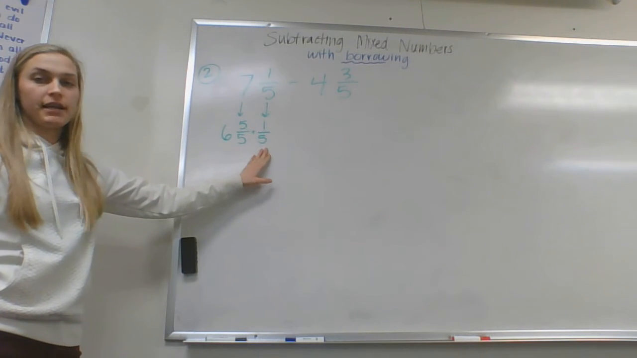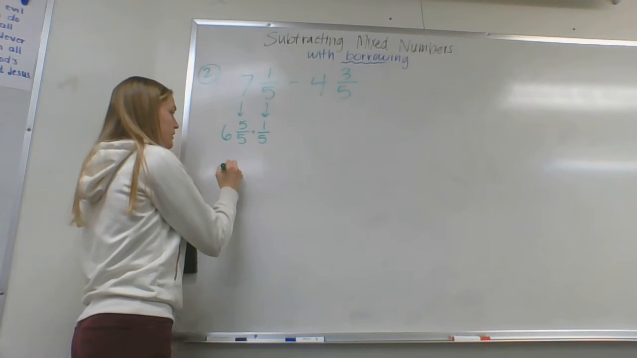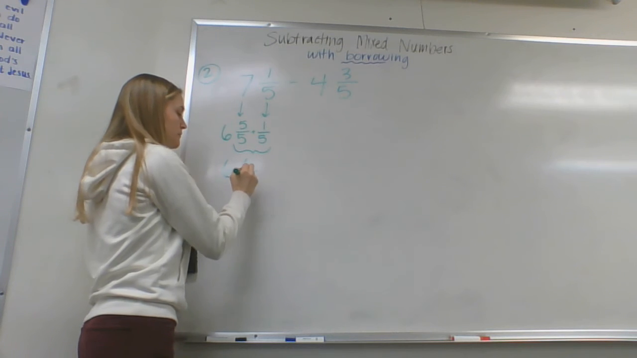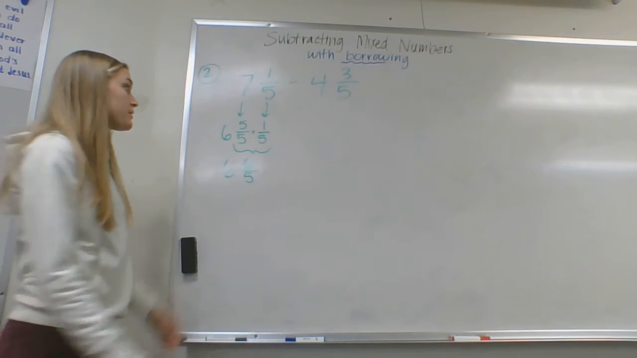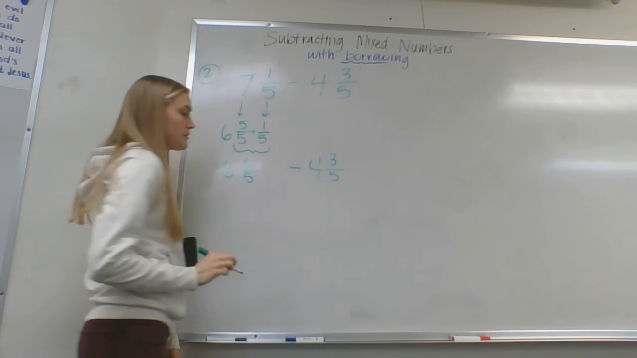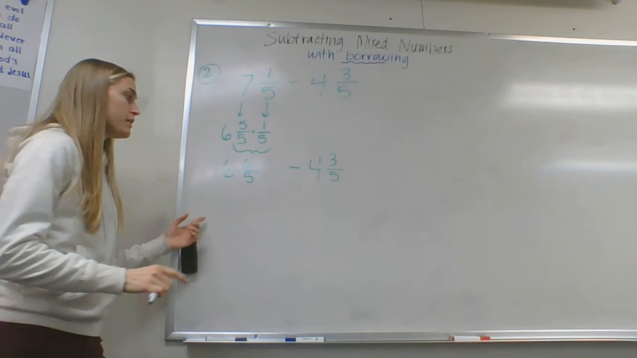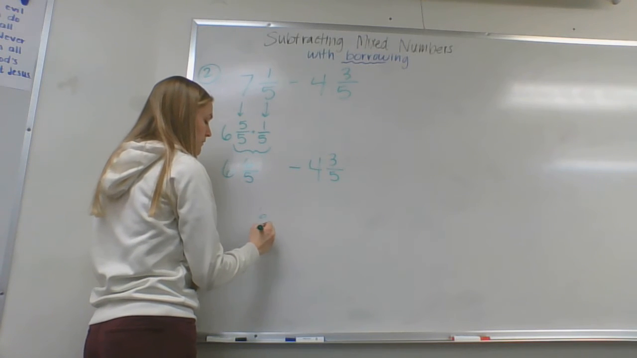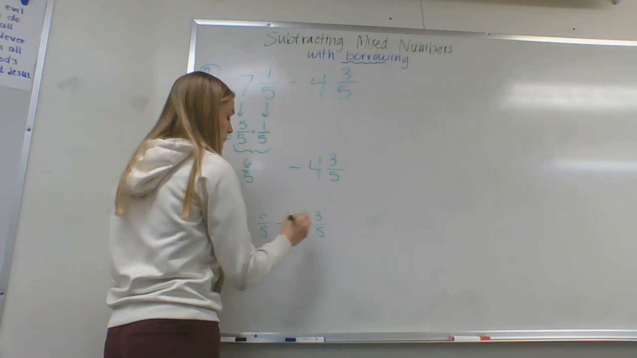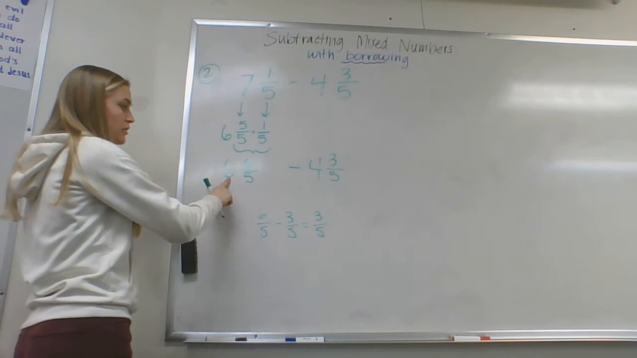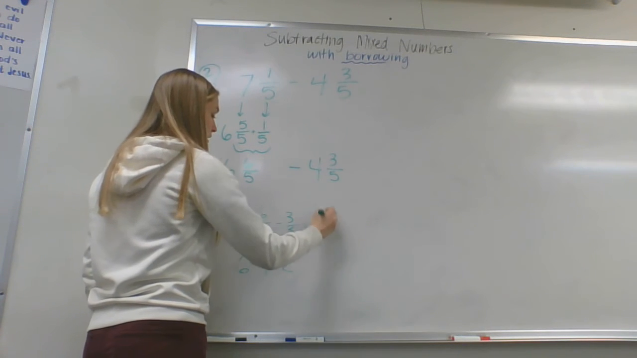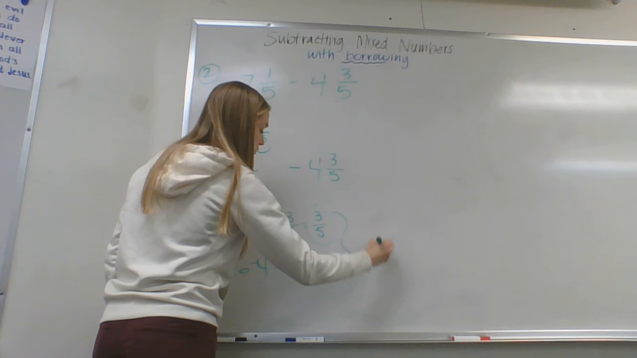Okay, so let's put the fifths together now. So we're going to have 6, and we're going to put these two together, and that's going to give us 6/5. So we're going to have 6 and 6/5, and we're still taking away our 4 and 3/5. But now it's going to be easy. Now when we subtract our fractions, we have 6/5 minus 3/5. That's going to give us 3/5. And we have our whole number 6 minus 4. That equals 2. And if we put these together, we're going to get 2 and 3/5.